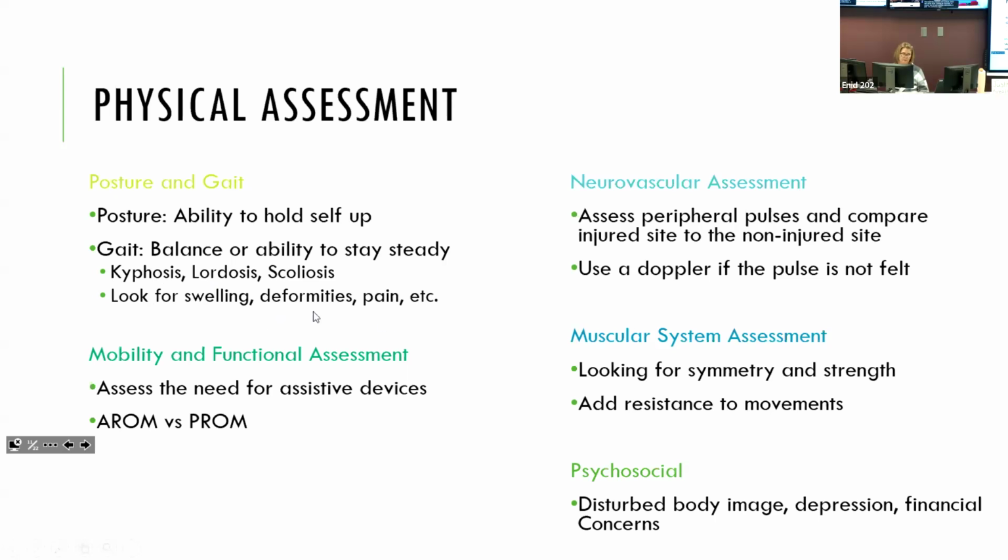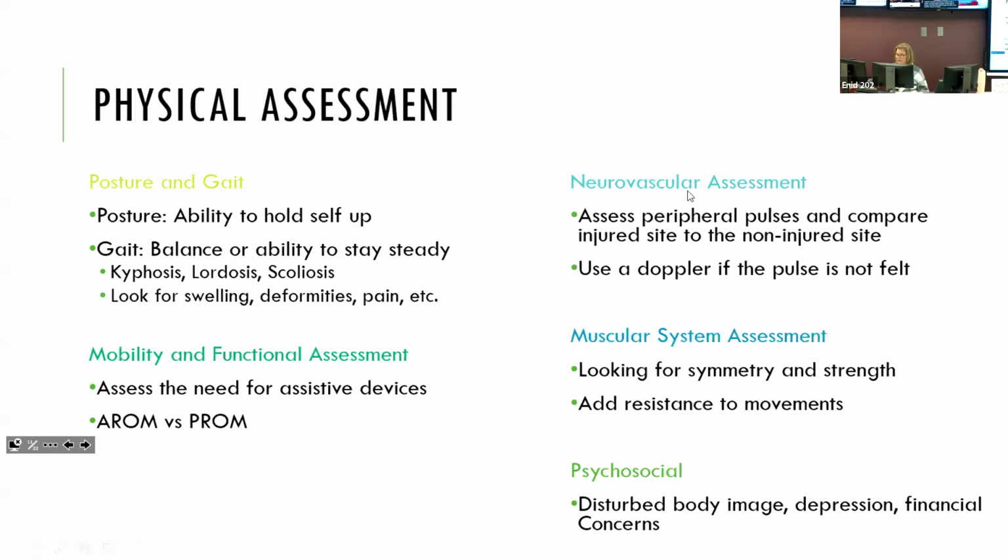Someone might have a foot drop, and that causes them to not walk straight, or they might have to wear an AFO for that. So those are all things to look for. So then the mobility and functional assessment, assess if they need assistive devices. Do they need a walker? Do they need a cane? Those type of things. And then the active range of motion and passive range of motion.